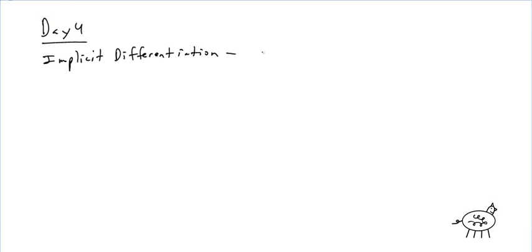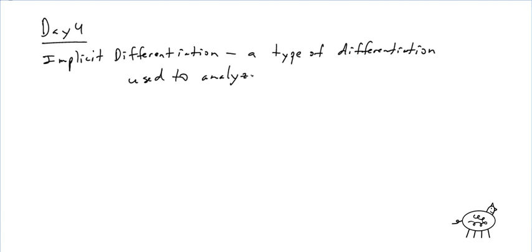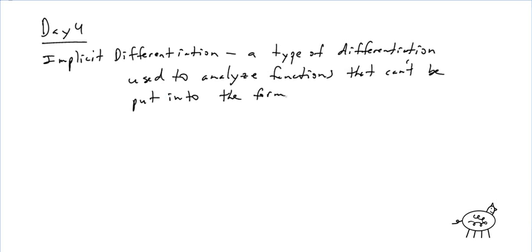And basically, implicit differentiation is a type of differentiation, and it's used to analyze functions that can't be put into the form y equals. Okay, because that's all the functions that we've done so far. It's always been y equals. I told you to take the derivative. You guys use the chain rule, product rule, quotient rule, power rule. You've done a lot of different things, but it's always been y equals.